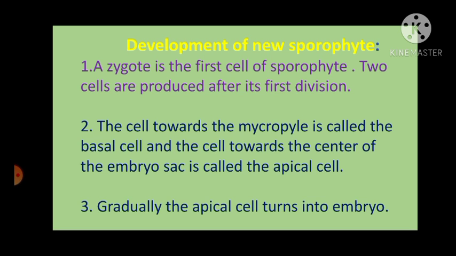A zygote is the first cell of sporophyte. Two cells are produced after its first division. The cell towards the micropyle is called the basal cell, and the cell towards the center of the embryo sac is called the apical cell. There are two cells, apical cell and basal cell. Gradually the apical cell turns into embryo.